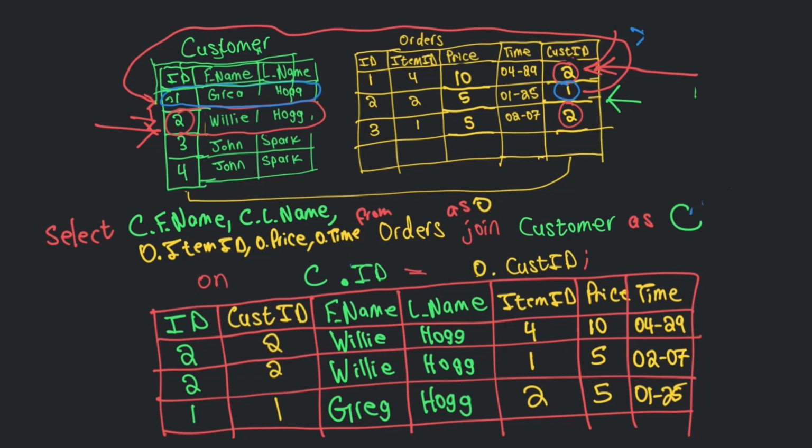Okay, that's the query I'd actually write. I would write select C.first_name, C.last_name, O.item_id, O.price, O.time from orders as O join customer as C on C.ID is equal to O.customer_ID. And that would produce exactly the same thing, except I wouldn't see this stuff.